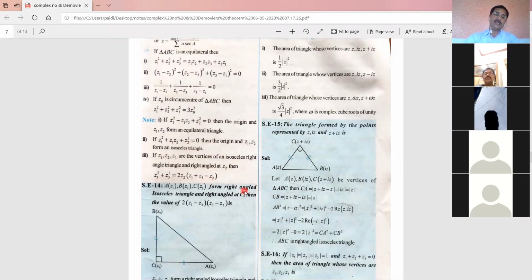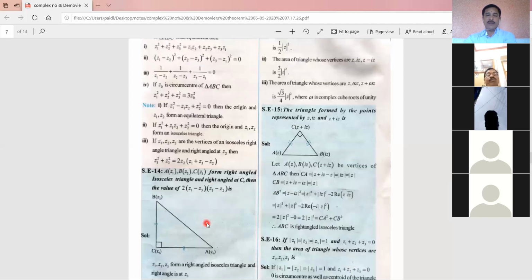Similarly, if the right angle changes to other vertices, we have to change this equation in the cyclic order. If the right angle is at z1, here z2 will be replaced by z1. And if the right angle is at z3, this z2 will be replaced by z3. So if we change this z1, z2, z3 in the cyclic order, we get the other two conditions corresponding to the right angle at either the vertex z1 or the vertex z3, right?